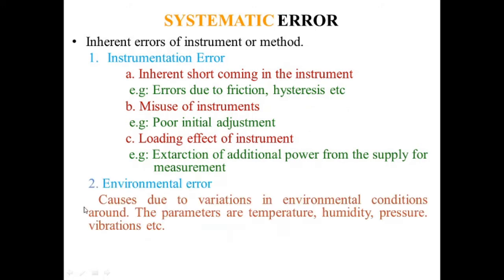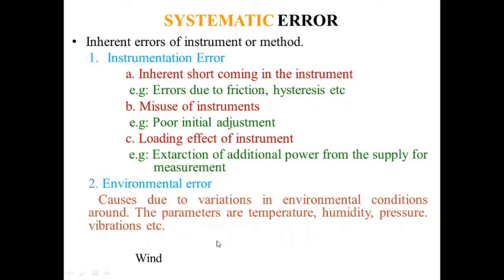And the second systematic error is the environmental error. This is caused due to the variations in environmental conditions around while taking measurements. So the major parameters are temperature, humidity, pressure, vibrations, etc.